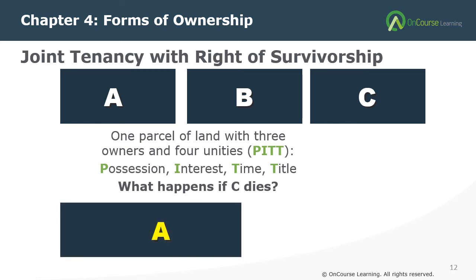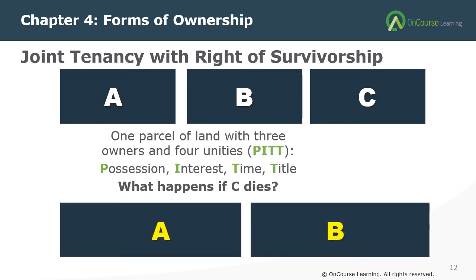Now, what happens if C dies? What happens to C's interest? Well, in this case, C's interest would be divided up between the remaining joint tenants, A and B. So that means, again, that joint tenancy has the right of survivorship.